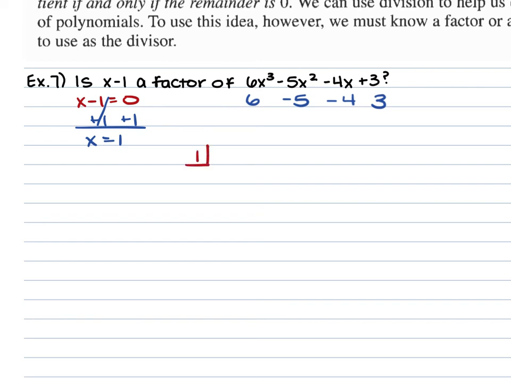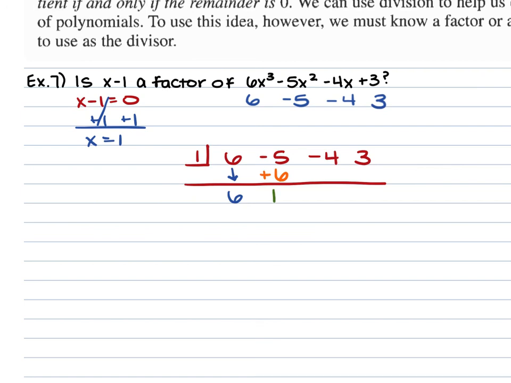The 1 goes in the box. We have 6, negative 5, negative 4, and 3 to the right of it. We said we drop down that first term, which is 6. From there, multiply the 6 and the 1, put it under the negative 5, that's 6. The 6 is positive, so add these two numbers. Negative 5 plus 6 is 1.